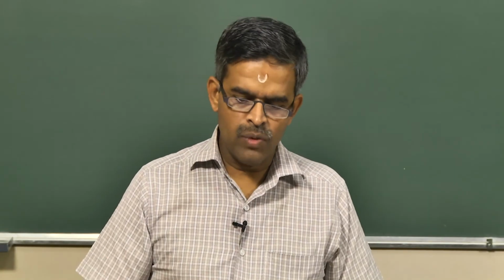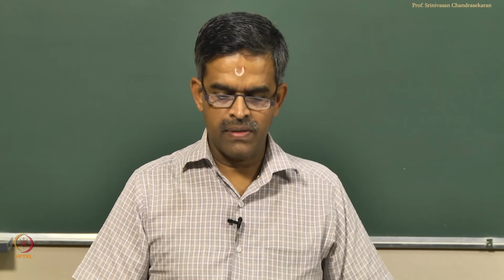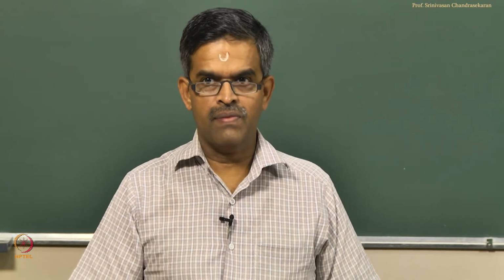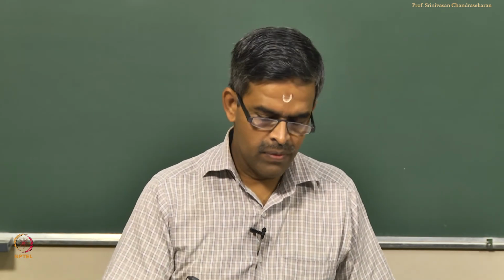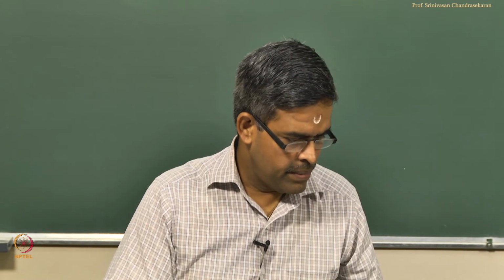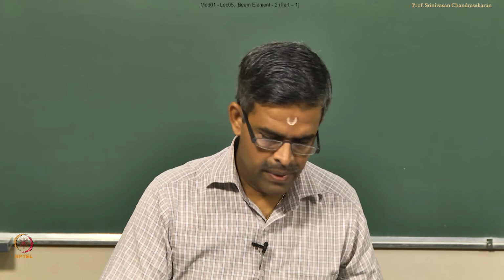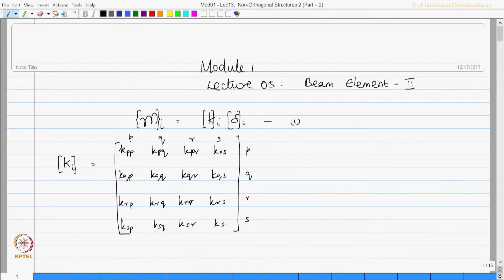Friends, let us continue with the fifth lecture in module 1, where we will discuss more features about beam element as a second part of the lecture. In the earlier lecture, we said that M I is K I of delta I, M being a vector, K being a matrix and delta being a vector, is a valid equation.